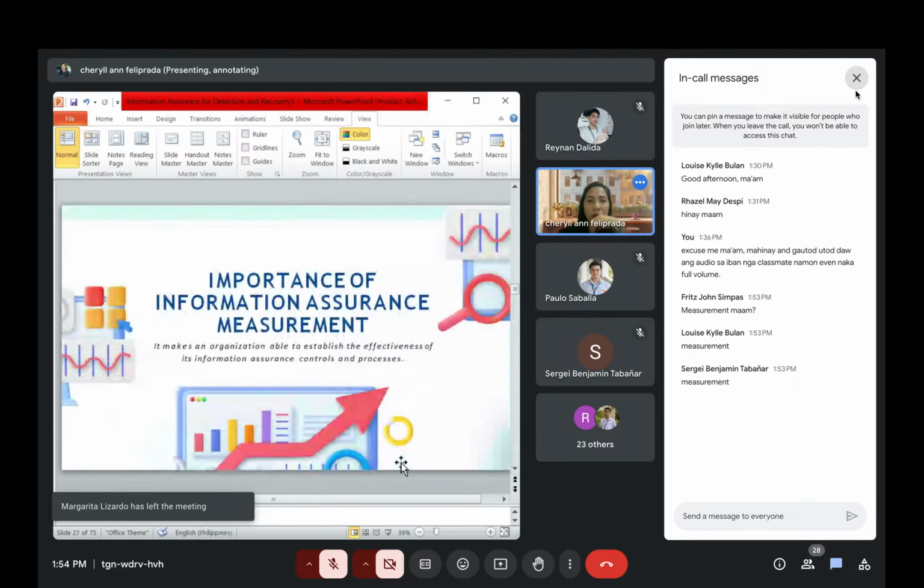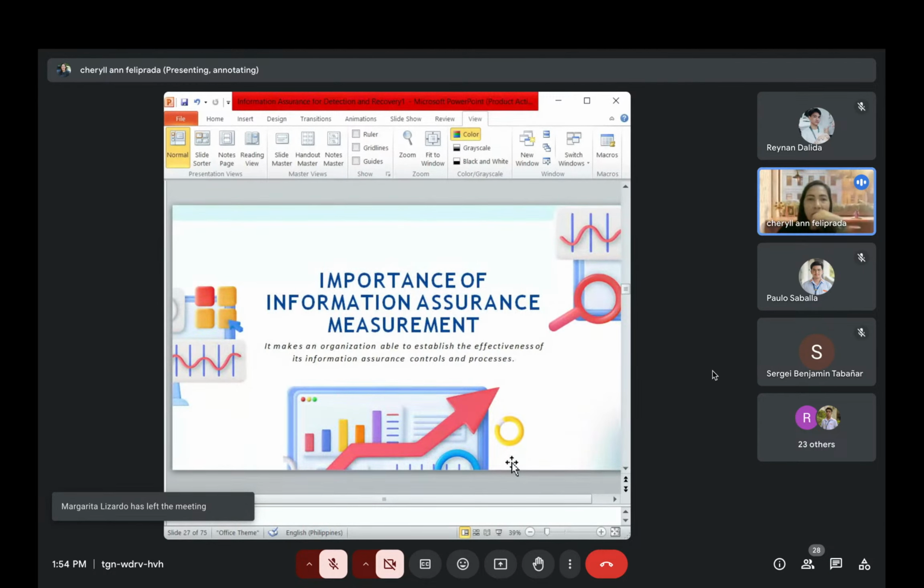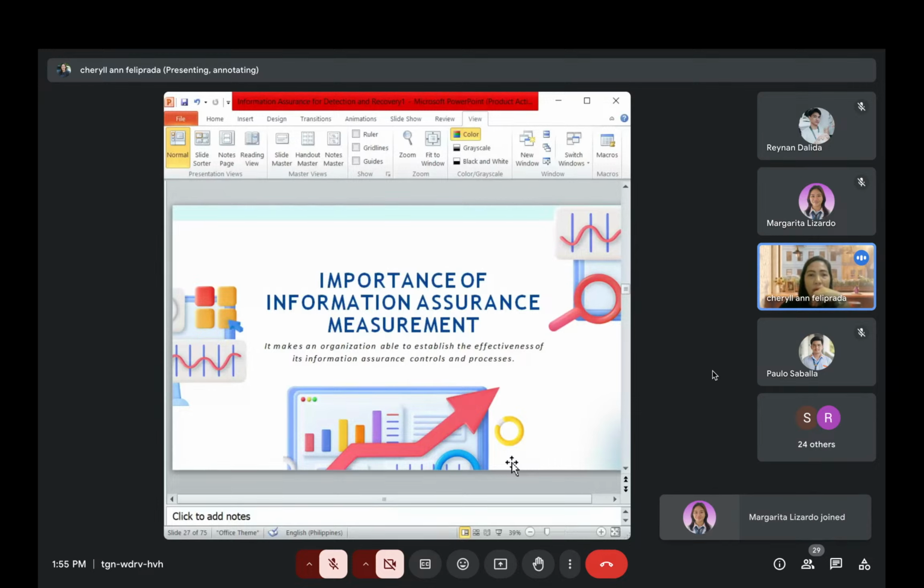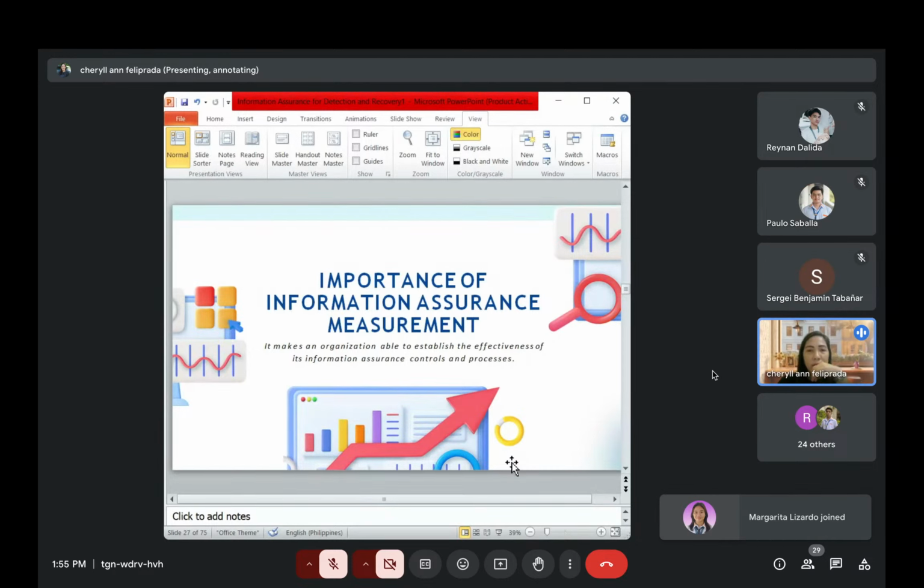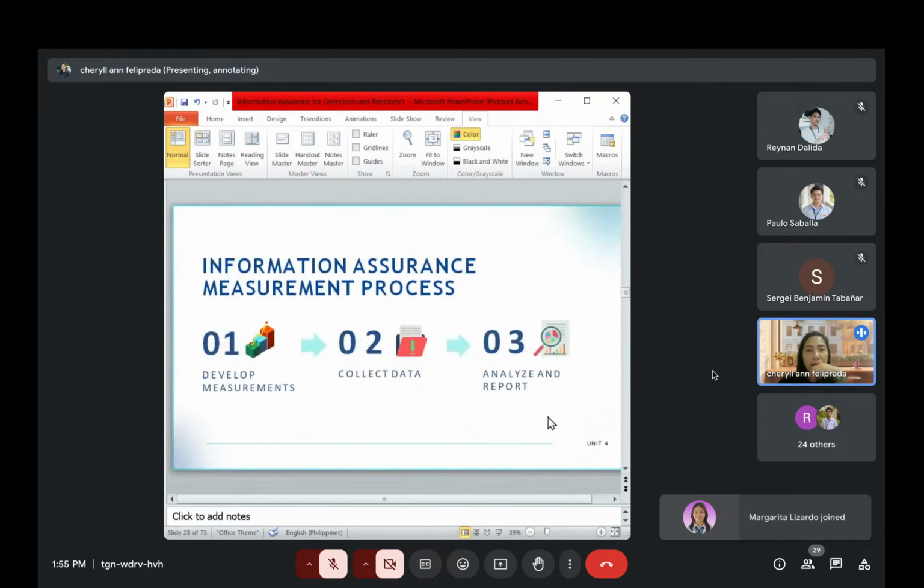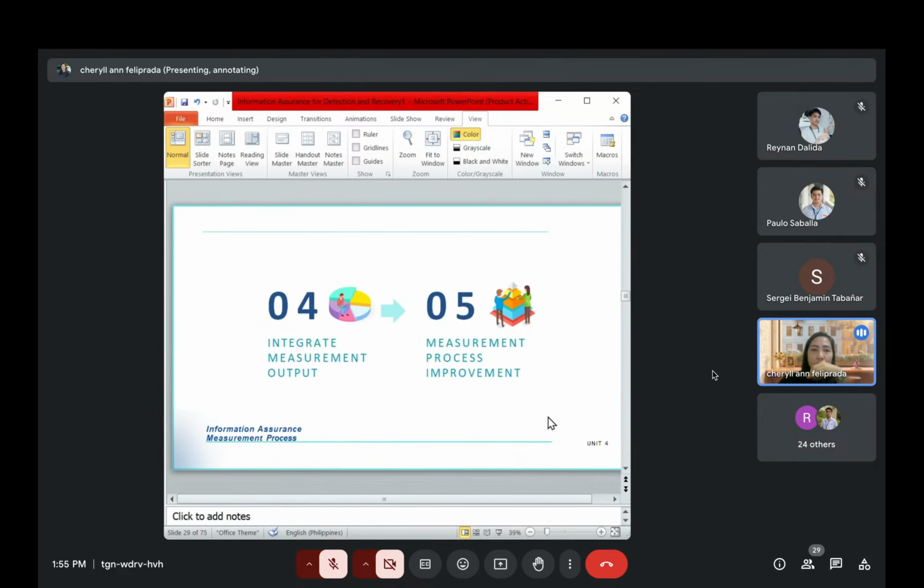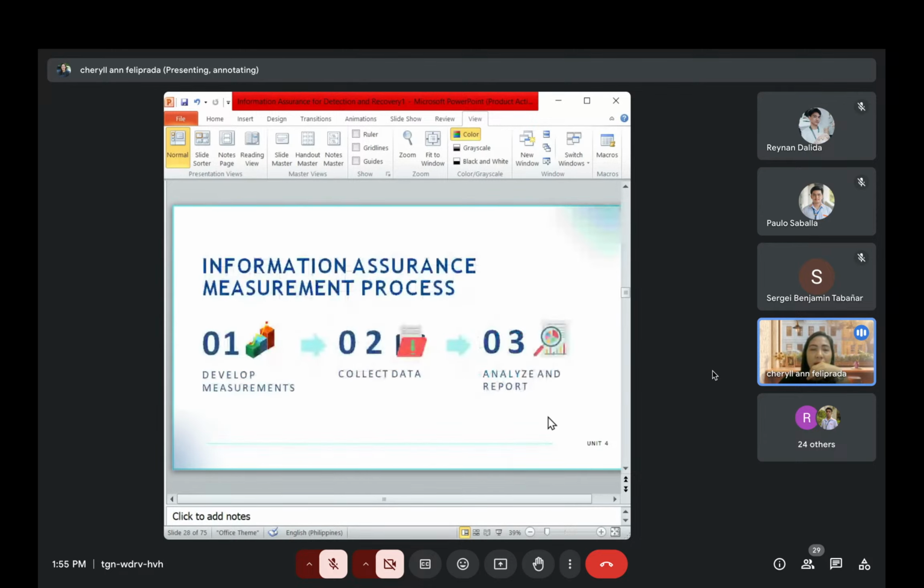Moving on. Importance of the information assurance measure. It makes an organization able to establish the effectiveness of its information assurance controls and processes. In the measurement process, we have five steps to remember. Number one, develop a measure or measurement. Number two, collect data. Number three, analyze the report.